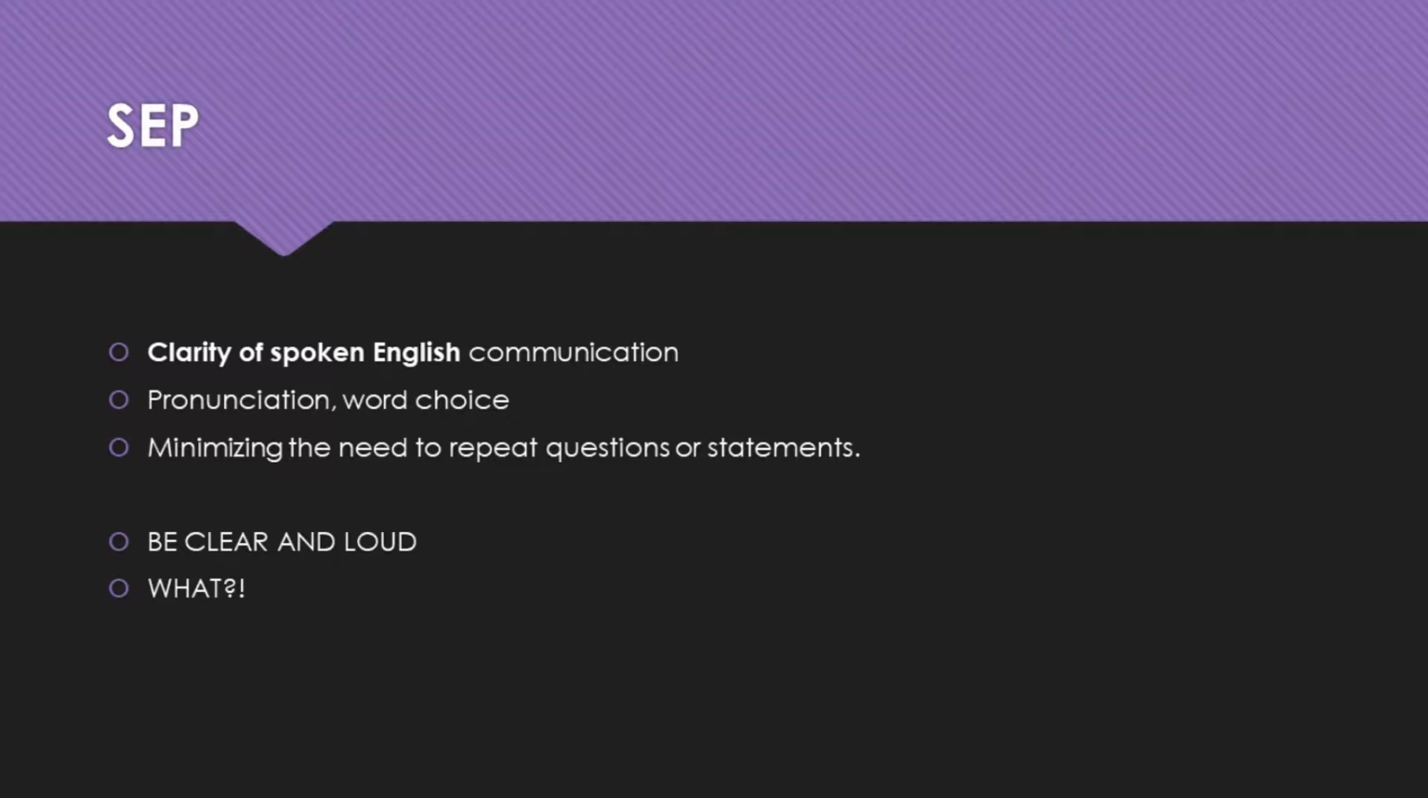But if you talk too fast or if you're not clear, you might even fail the exam even though you're good at English. So remember, you have to be clear. The patient should understand you.